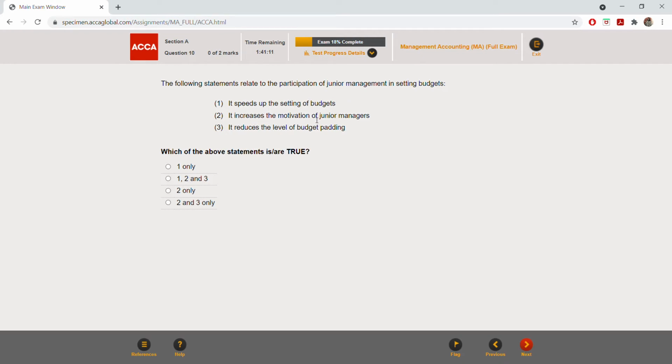Second, it increases the motivation of junior managers. Yes, because you are taking junior management to set the budget, they will be motivated. So two is correct, but let us read the third one. It reduces the level of budget padding. What is this budget padding? Make sure you know it, okay? But the answer here is two only.